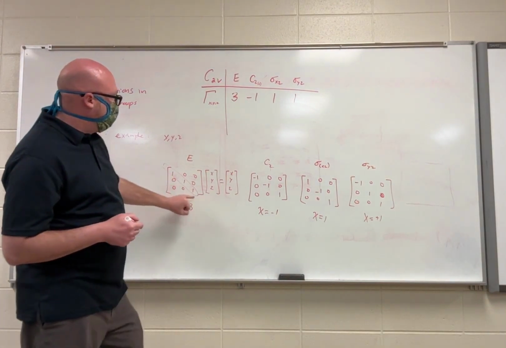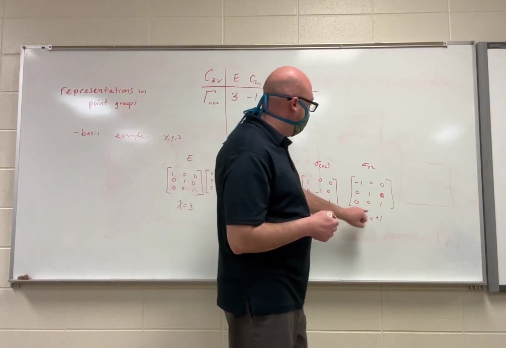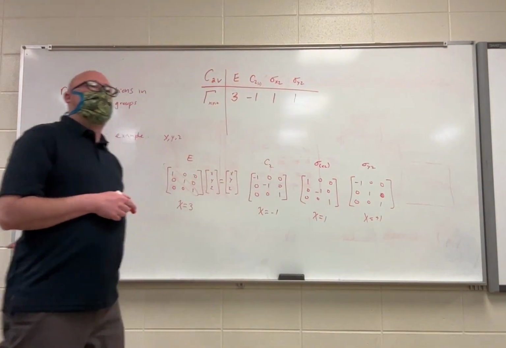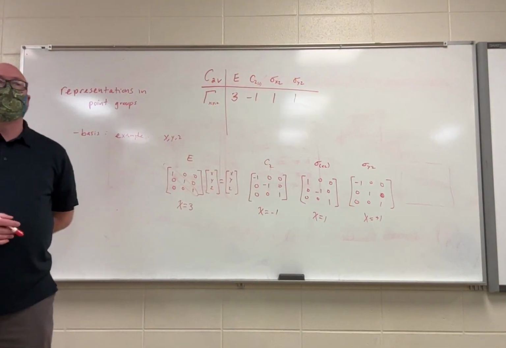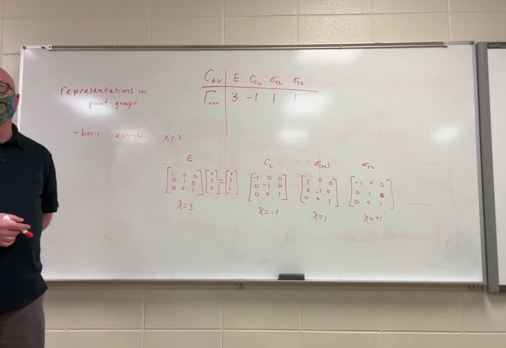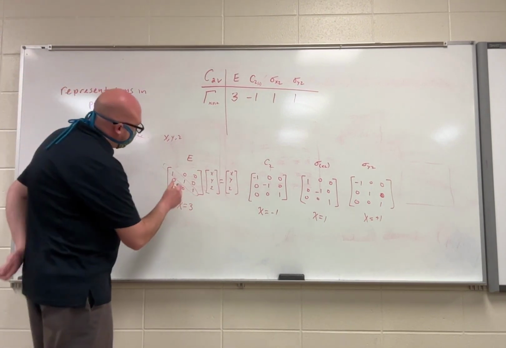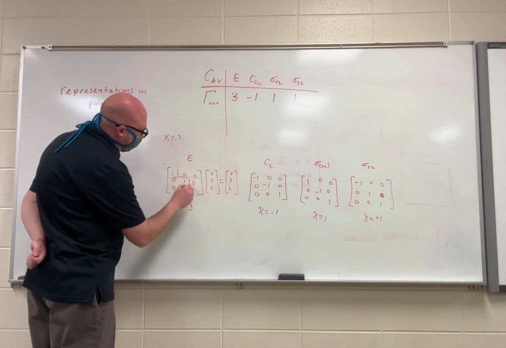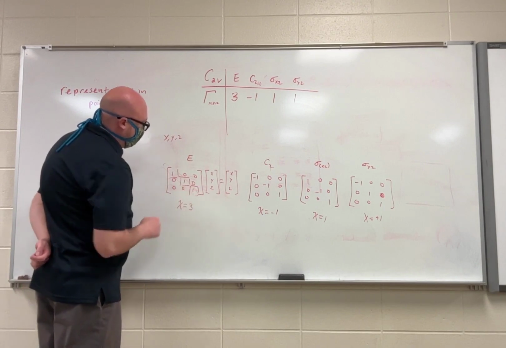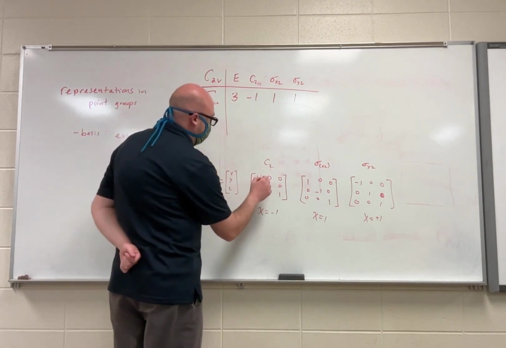Notice that these transformation matrices can be block diagonalized, right? So these can be broken up into a series of 1 by 1 blocks.